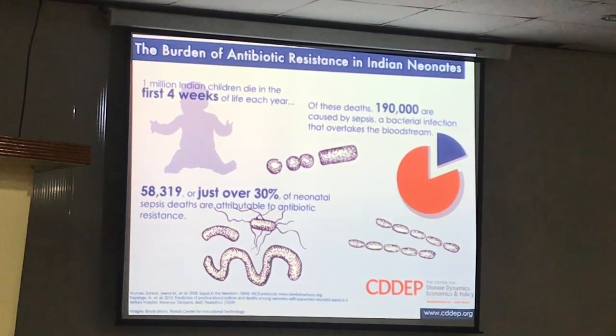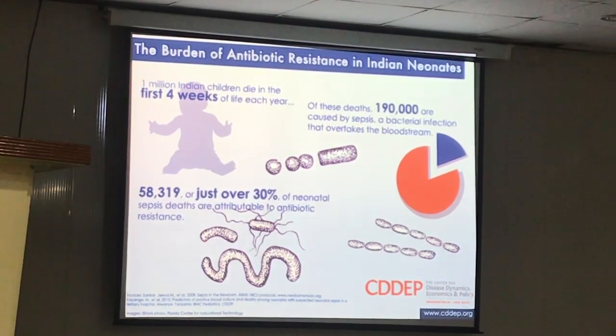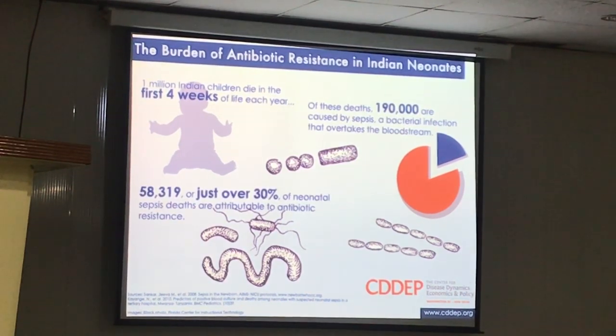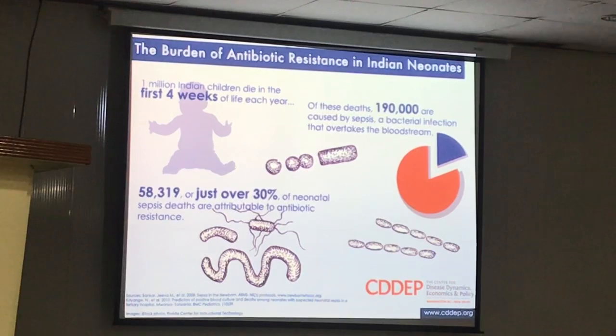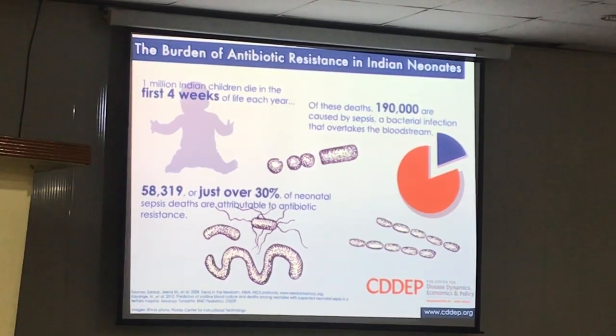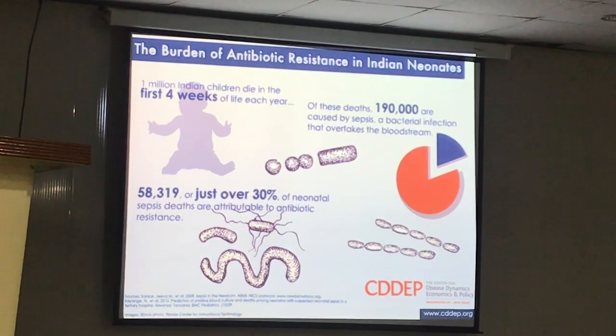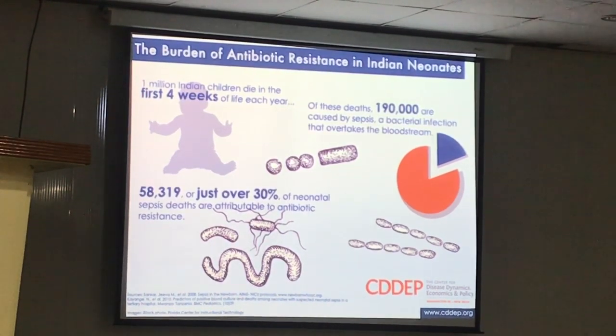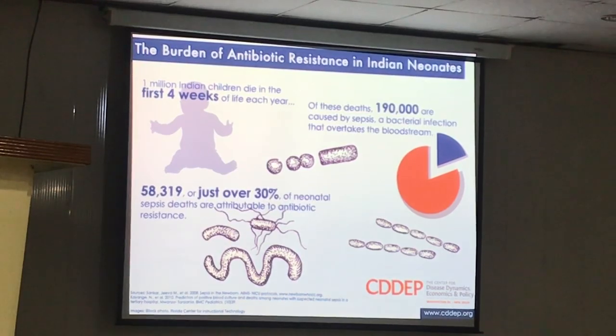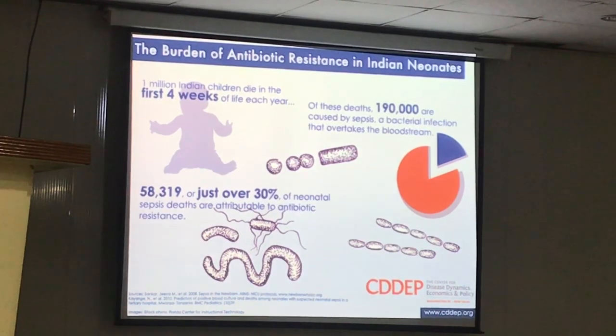Sepsis is a clinical syndrome where in addition to having infection, there is organ dysfunction. So about 20% of the deaths that occur in the neonatal period, in the first month of life, are caused by sepsis. And 58,000 of them, or just over 30% of the neonatal sepsis deaths, are attributable to antibiotic resistance. So you can understand that's a huge proportion of life, even in the first month of life, lost because of antibiotic resistance. Antibiotic resistance kills not only when you're already grown up; it starts killing from the very early age, from the time the baby is born.